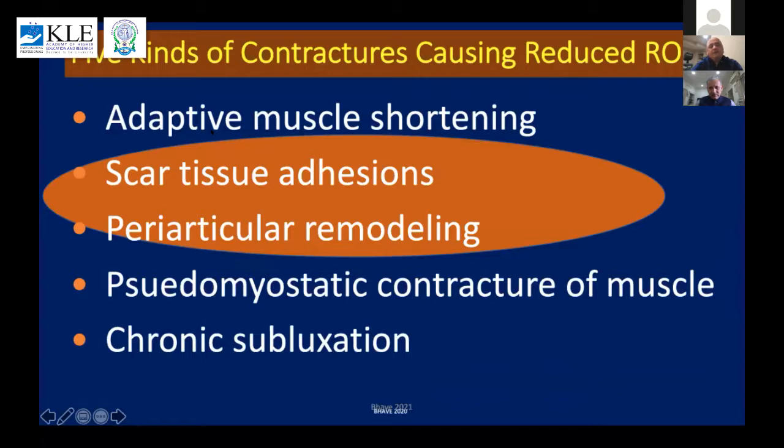We have adaptive muscle shortening, scar tissue adhesions, or periarticular remodeling. These are the areas where the therapist can make a difference. But once it gets to arthromyostatic contracture or chronic subluxation, usually those conditions cannot be treated with just physiotherapy or splinting or all of the modalities that we have.